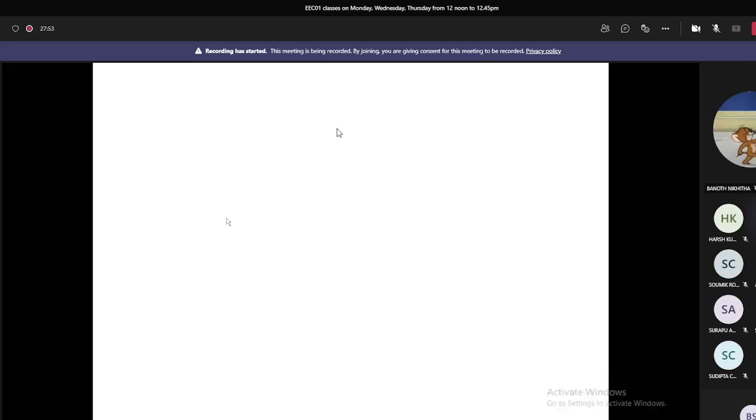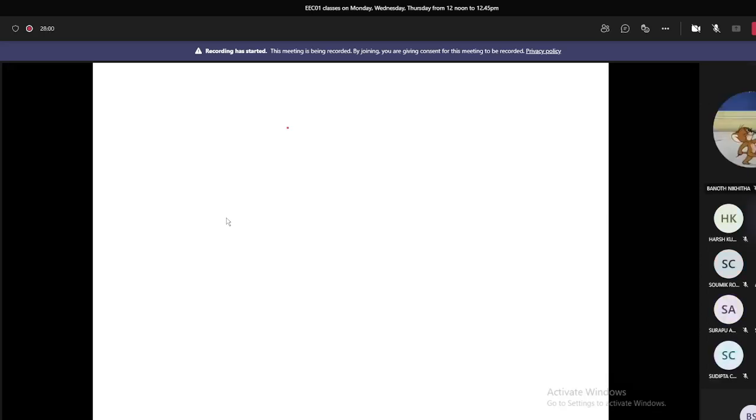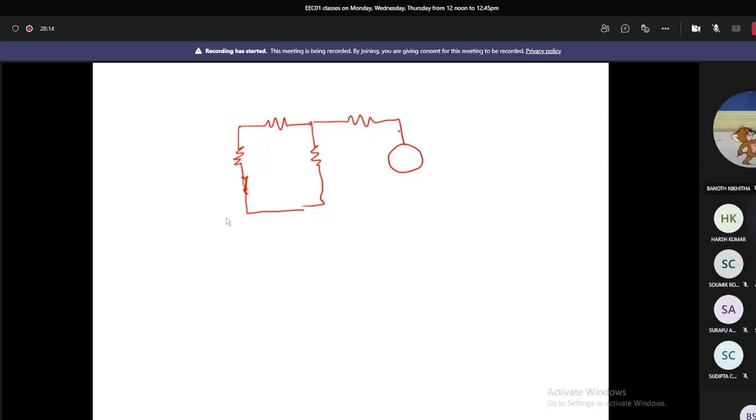I am redrawing because one of you just told me that you cannot make out what I am doing. So this was the 120 volt source which I have shorted, and then another resistance was here. Am I drawing correctly?